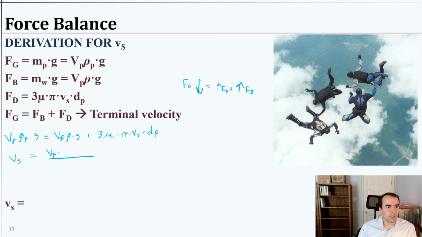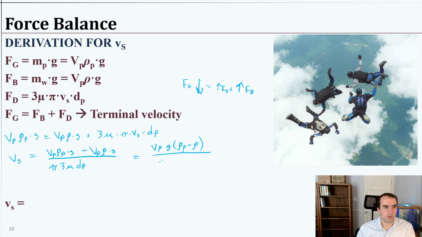So we're going to take VP rho P times G minus this term, VP rho times G. And then we'll take all of that divided by the stuff right here that was multiplied by the VS. So we have pi, 3 mu, and the diameter of the particle. Okay, let's simplify this a little bit and pull out the VP and the G. Then we have rho particle minus the rho of the water. So rho p minus rho. All that divided by pi times 3 times mu times diameter of the particle.